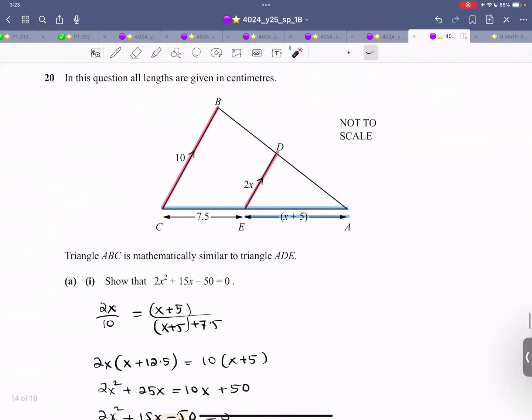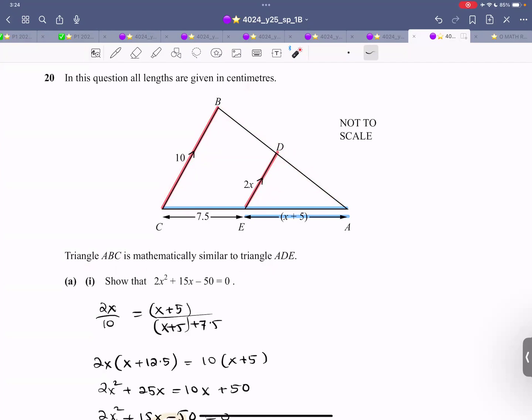Question number 20. In this question, all lengths are given in centimeters. Now, it looks like a vector question. It's not. It's a similarity question. They are saying triangle ABC is similar to ADE. ABC, the whole big triangle, is similar to this small triangle. These two are parallel sides, and then there are common angles, these two angles common, and so on. But we are not out to prove it. We are out to use this for quadratics.